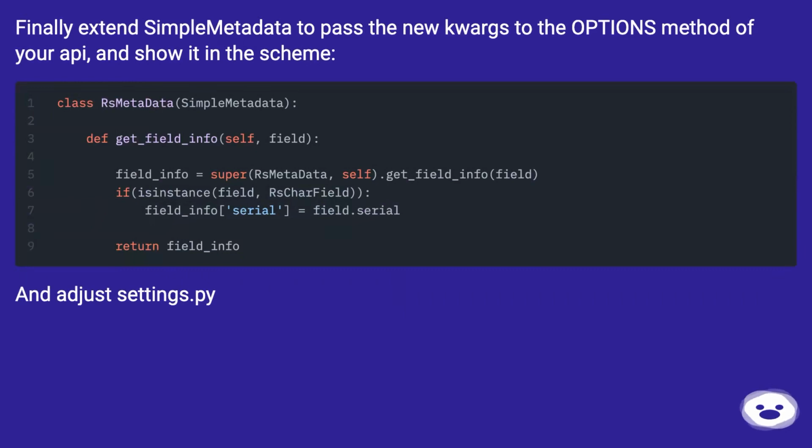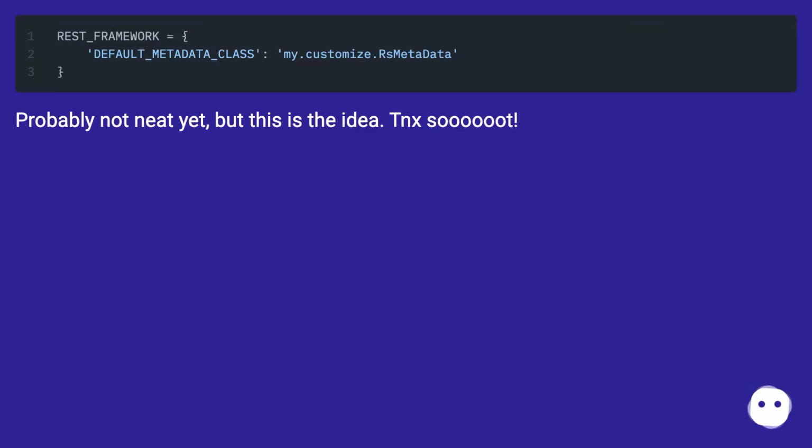Finally, extend SimpleMetadata to pass the new kwargs to the options method of your API, and show it in the scheme. And adjust settings.py. Probably not neat yet, but this is the idea. Thanks, SO.